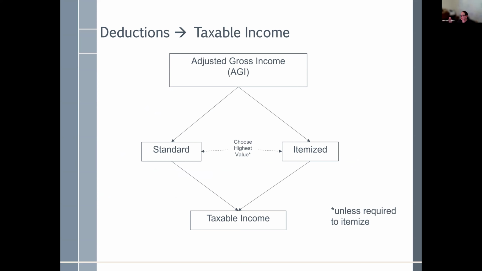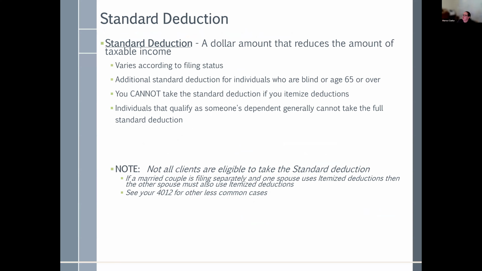So again, simple chart, choose which one's best. That's all good. All right, so the standard deduction is a set dollar amount. That's why it's called standard. Now the amount itself varies based on your filing status. If you are over age 65 or you are visually impaired, you also get an additional bump in the standard deduction amount. Generally, individuals that qualify as somebody's dependent can't take the full standard deduction.